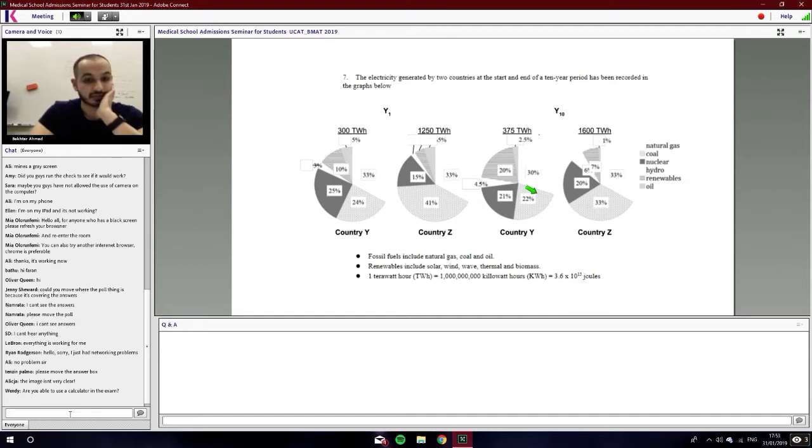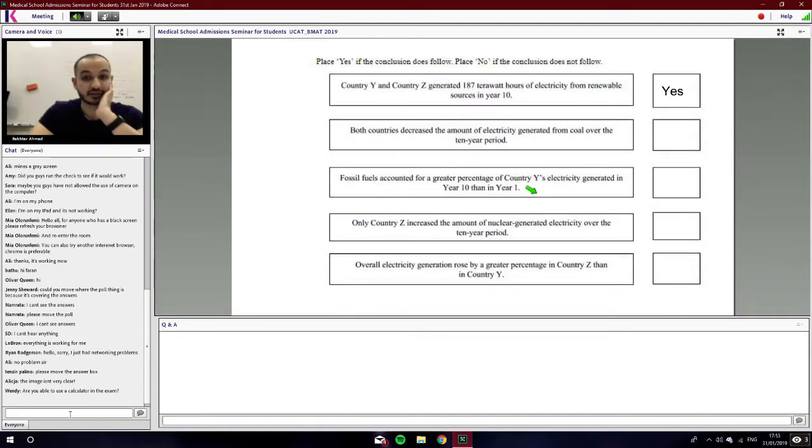Okay, right, let's go on to the third one. Just the last one that we're going to do. I've already given you guys the answer. But basically, fossil fuels accounted for a greater percentage of country-wide electricity generated in year 10 than in year 1.